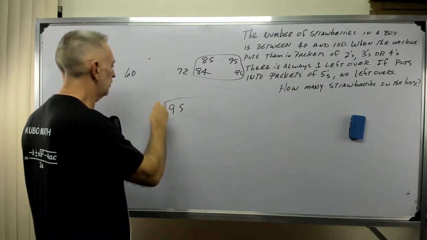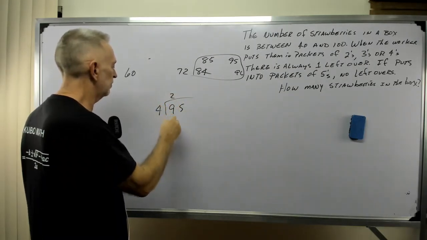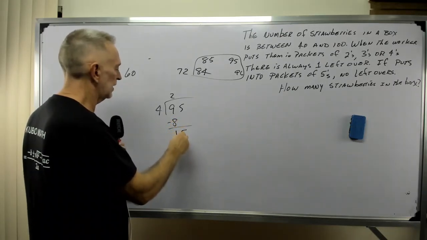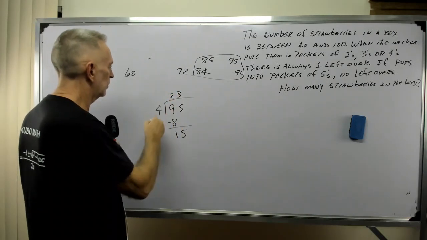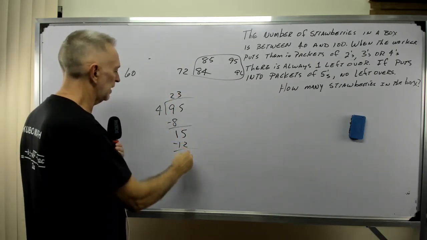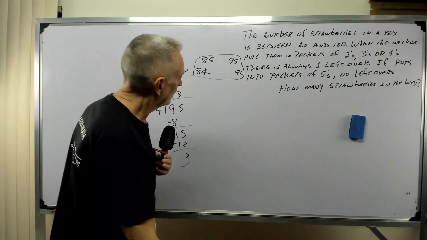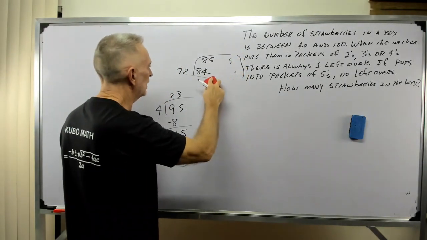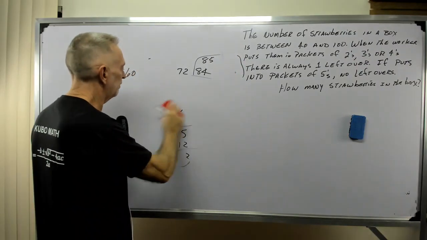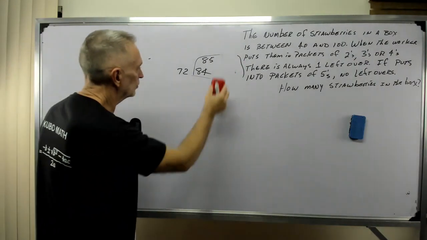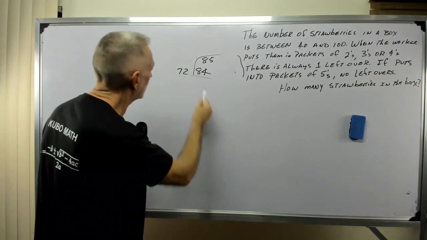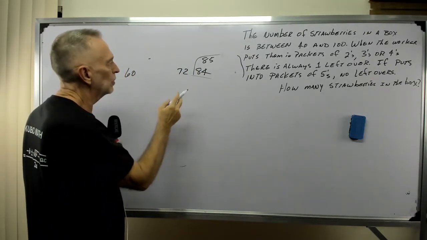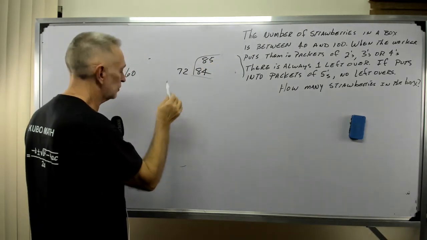95, let's see, what about dividing it by 4? 2 times 4 is 8. 9 minus 8 is 1. Bring down the 5. 3 times 4 is 12. I've got a remainder of 3. No good. So 95 is out. So what does that leave me here? 85. I'm sorry, it wasn't 96, it's 95. So because multiples of 5.